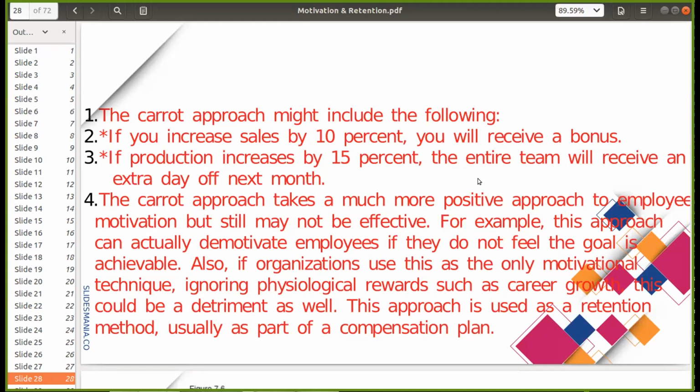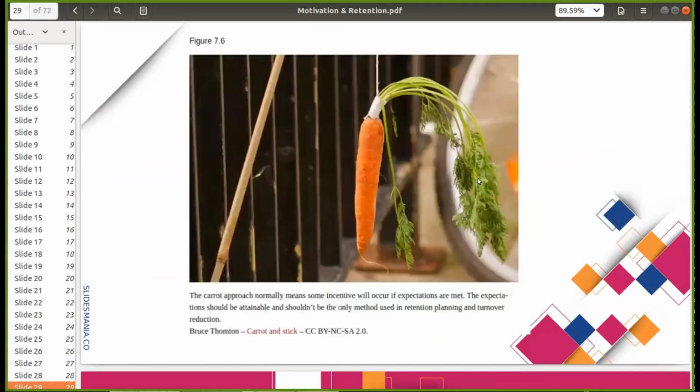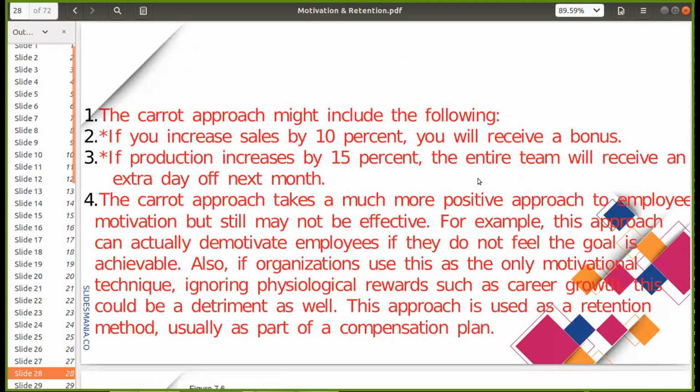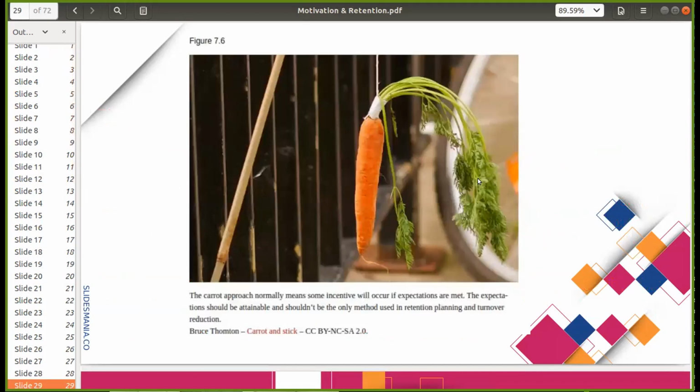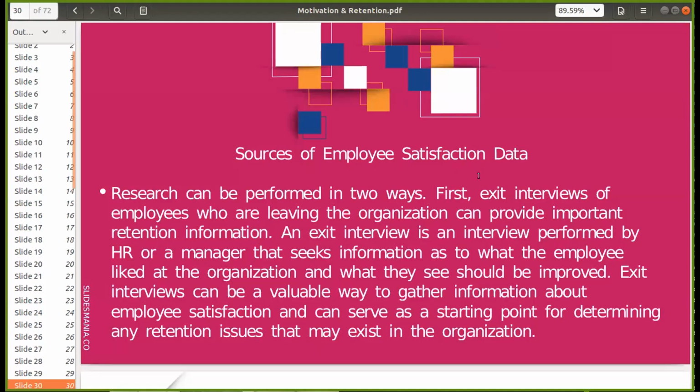Okay? Then this approach, yung carrot, must be a part of the compensation plan. Para hindi naman pressured si employee. So it should be a part of the compensation plan, pang individual, hindi siya pang as a team. Okay? So this is picture lang ni Carrot. Ayan. So we are done with the 5 theories and we are now on the sources of employee satisfaction data.